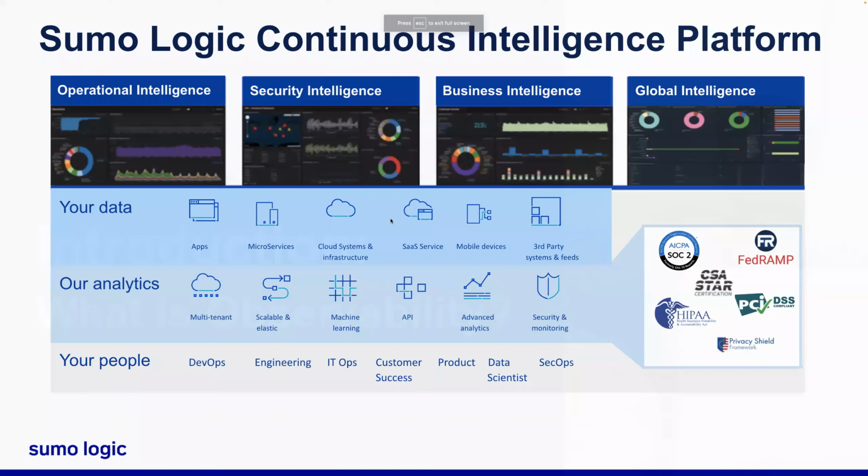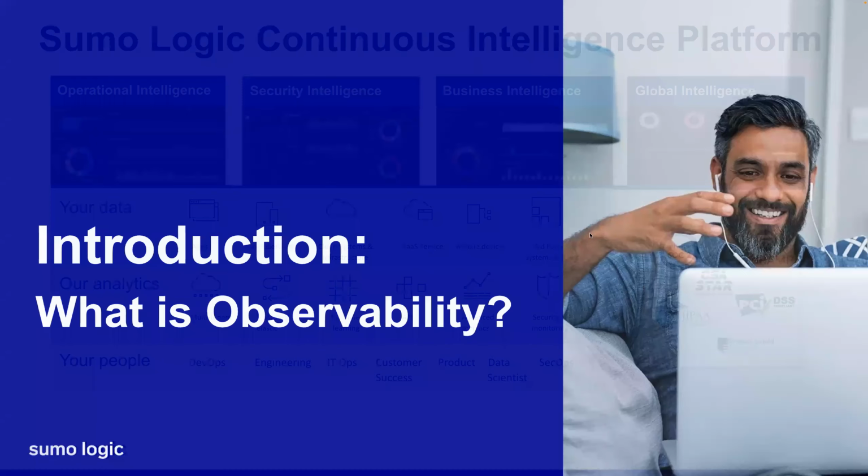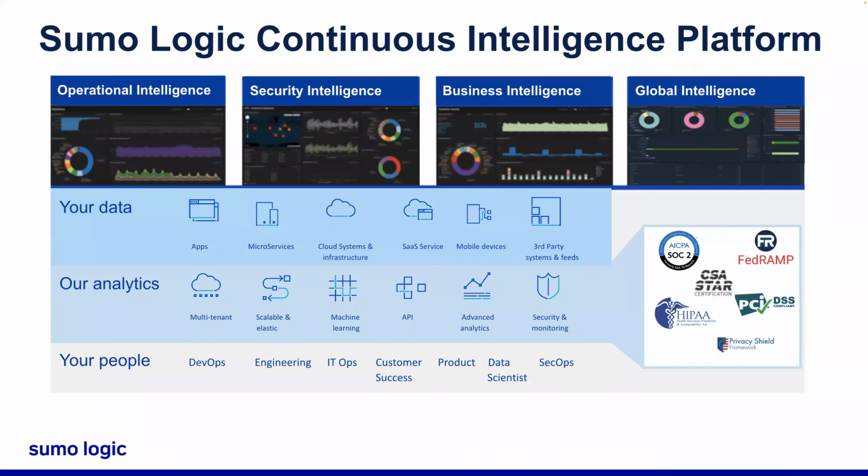All right. So what is observability? That's what we want to talk about. Now, before we talk directly about observability, we want to talk a little bit about Sumo Logic. You've probably seen the slide before. I hope you have. If not, I'm going to go through it briefly. But what we're showing here is Sumo Logic, and specifically the continuous intelligence platform that we offer. We also refer to it as SIP, CIP.